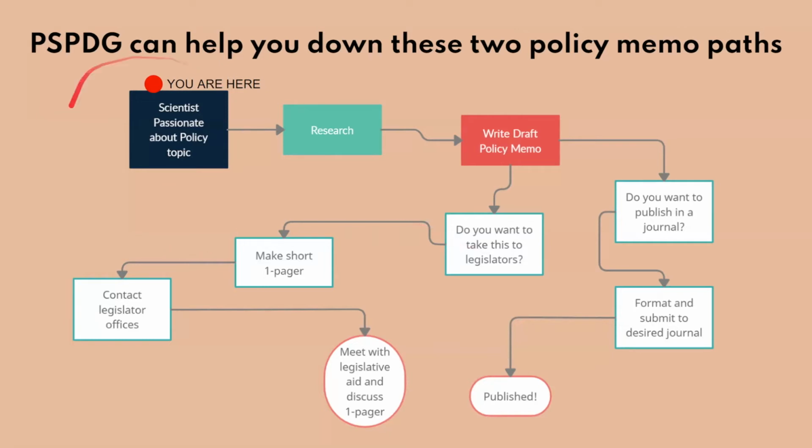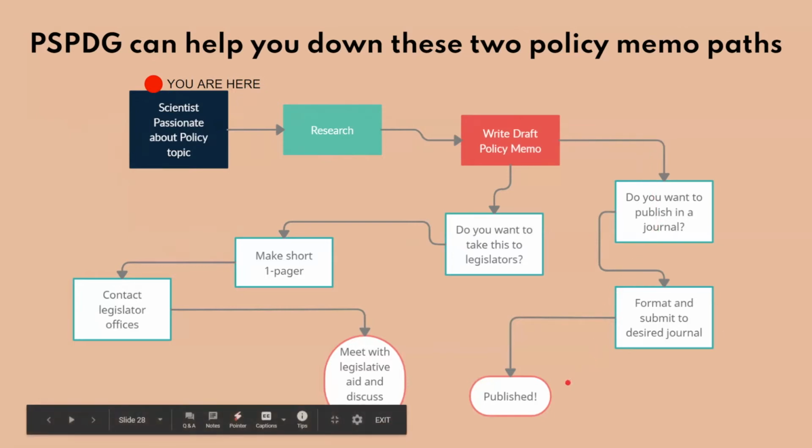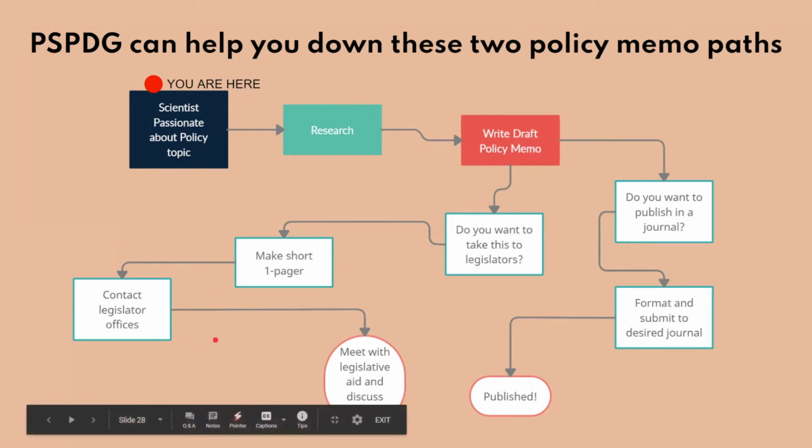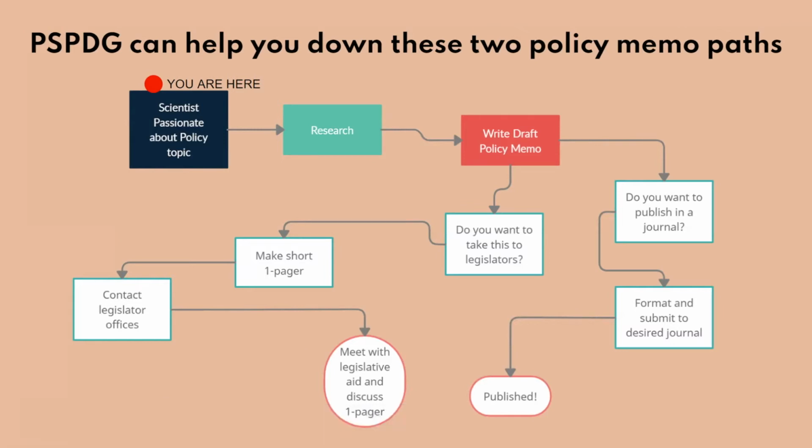You're here as a scientist passionate about a policy topic. Today we're going to guide you through what that looks like: figuring out a topic, researching it, and then figuring out how to write a draft of a policy memo. But then there are two paths that PSPDG can help you on: publishing it in a journal, and taking this to legislators by making a short version of your memo. It will help you contact the legislative offices and even meet with those offices. So hopefully this gives you a little bit of background on what we're hoping to walk you through today and what you can expect for everything.